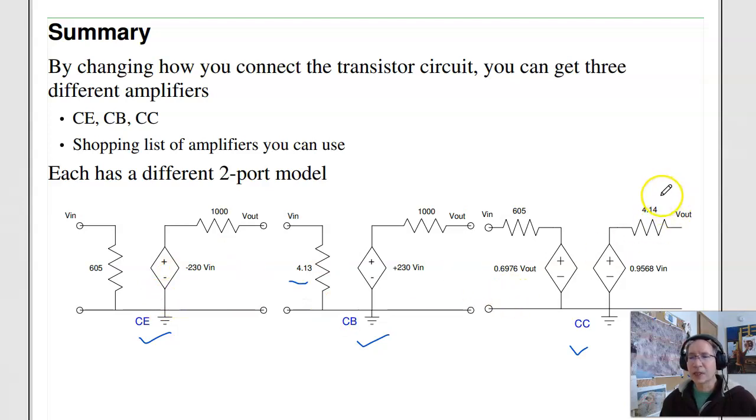The common collector has the low output impedance. If I want a low output impedance, the last stage will be common collector. If I don't care, I'll use the common emitter. These are like the Legos, the building blocks you have to build a multi-stage amplifier. And that we'll look at in our next lecture. So that's lecture number 15, Common Base, Common Collector Amplifier.